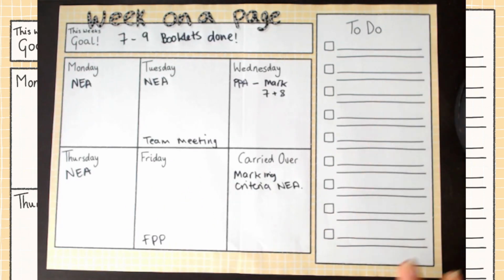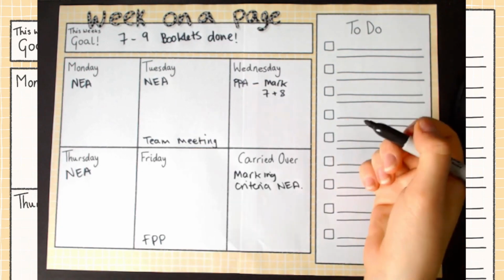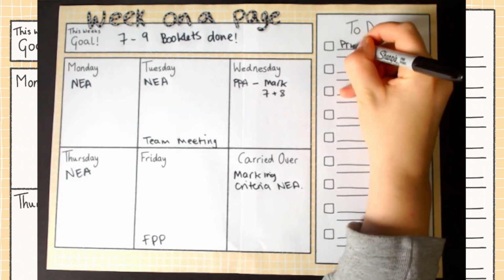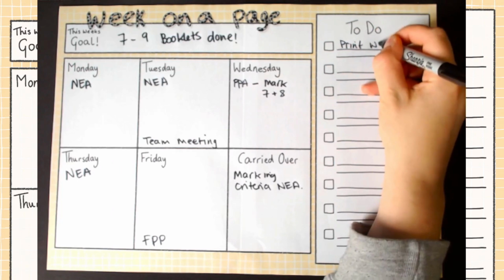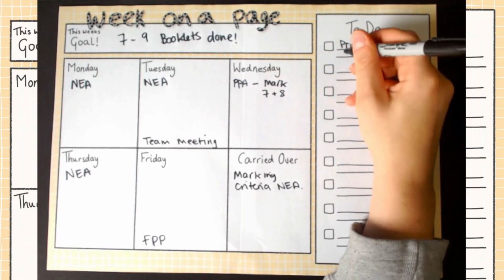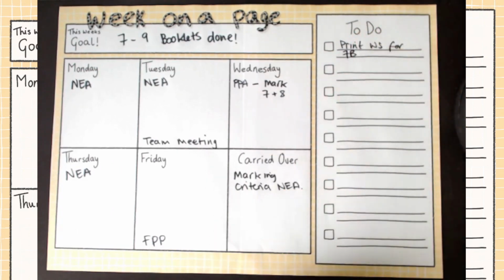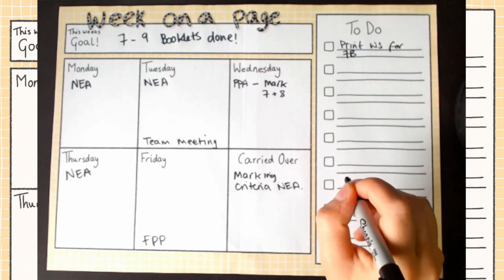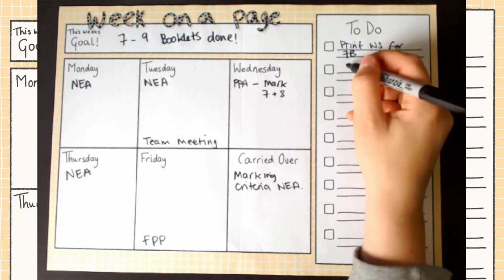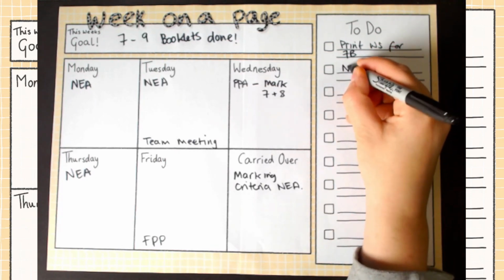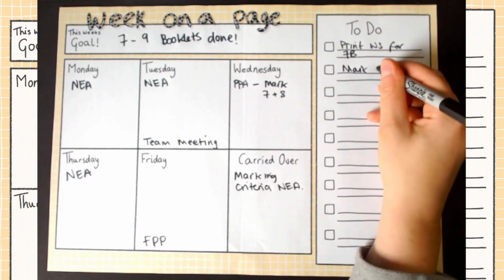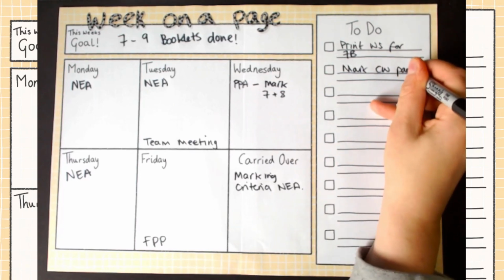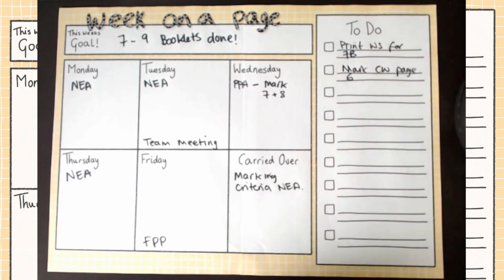This is your absolute to do, right? So this is like daily to do, right? So if you get in, you know the first thing you need to do is print worksheets for 7B, let's say, right? So you know it's the first thing you need to do. So whatever else is happening that day, you need to print worksheets for 7B. Then maybe you need to mark coursework page 6, right? Maybe you need to mark coursework page 6 or whatever.